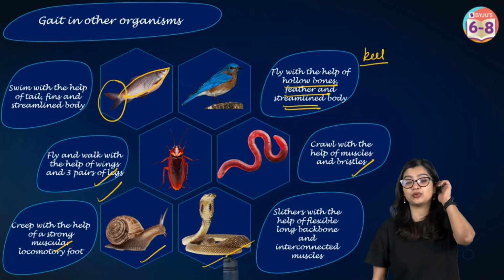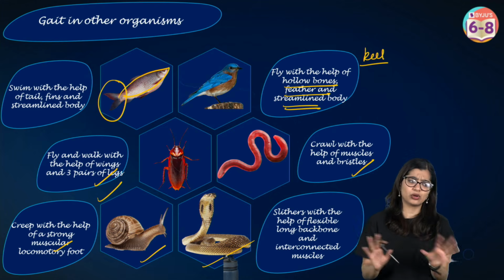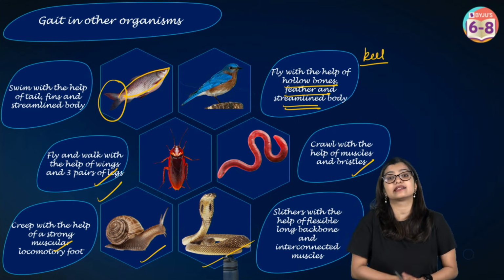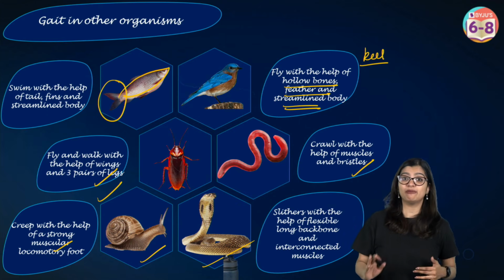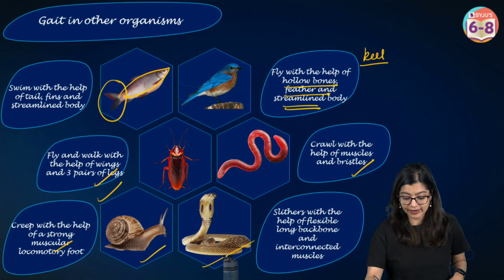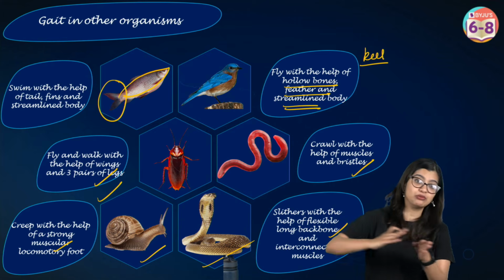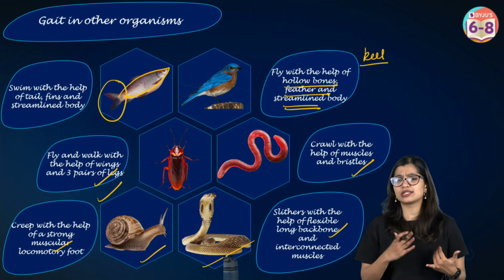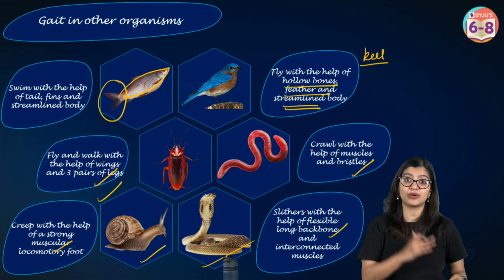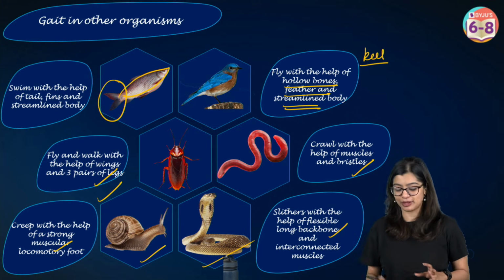Last but not the least, we have snakes. Now snakes, we think, have no bones in them. Ma'am, I don't think they have bones because I don't see any hands and legs. Now despite the fact that snakes have no limbs, they do have bones in them. And they have a very long backbone and a lot of strong muscles that help them slither on the ground. So structures like muscles and bones are not just found in our body, but we find them in other organisms as well, which help them move.